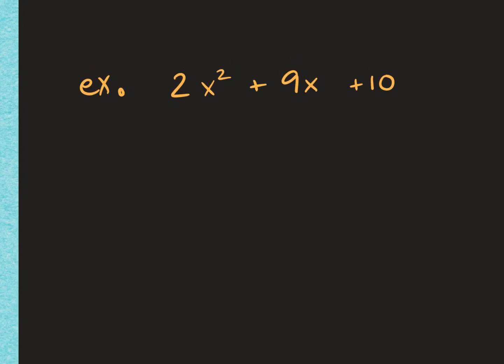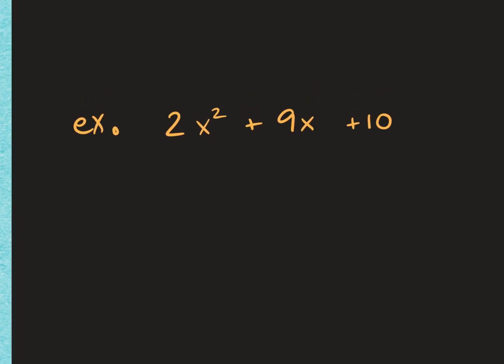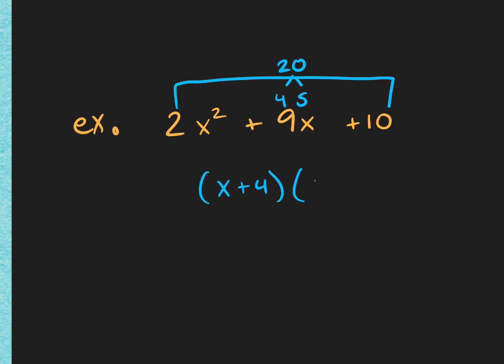I'm going to do an extra example on the side, because you'll see a question like this in the homework. So let's say we had 2x squared plus 9x plus 10. How would I factor something like this? Can I divide everything by 2? No, because I can't divide 9 by 2. I have to multiply the first times the last. So 2 times 10 would be 20. What are two factors of 20 that add to 9? 4 and 5. So in my parentheses here, I have x plus 4 and x plus 5.